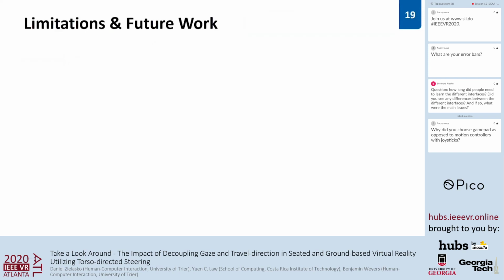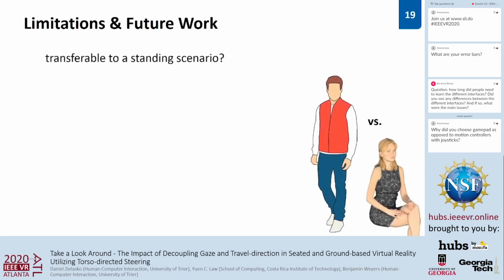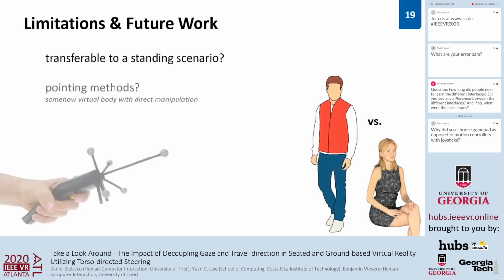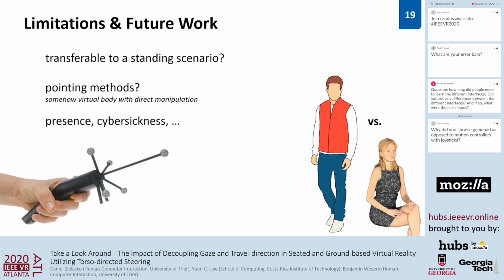So what are the limits of our work and what is possible future work? First, are the findings we made transferable also to a standing scenario, and what are the differences? Second, how do the tested methods compare to pointing directed methods, which are somehow like our virtual body or pointer directed method, but with direct manipulation? And last, what about further variables like presence and cybersickness? Because of the amount of conditions, we only had a first look into those.